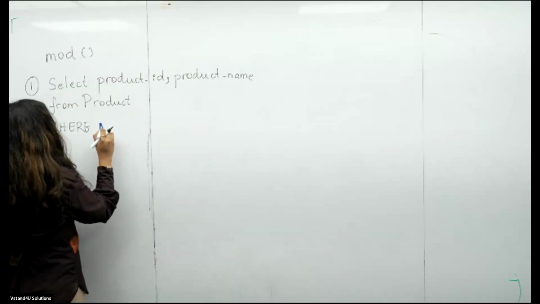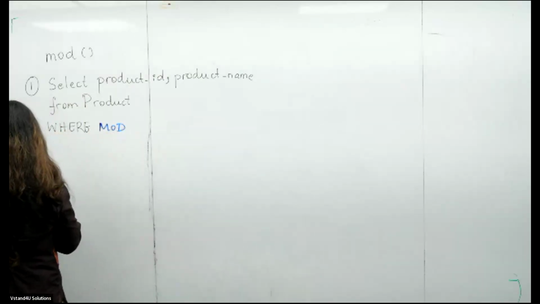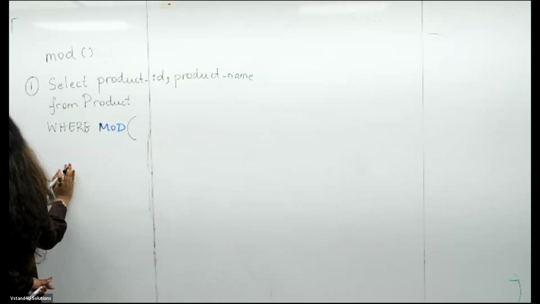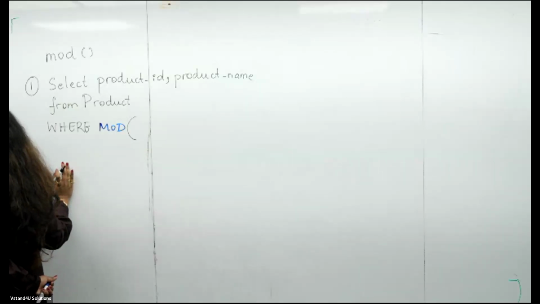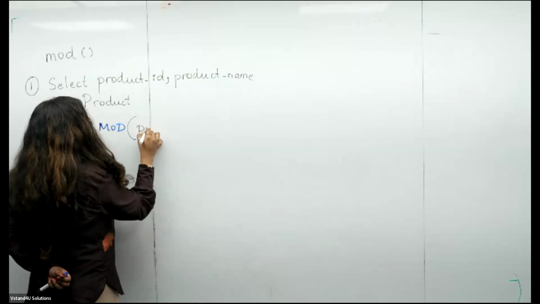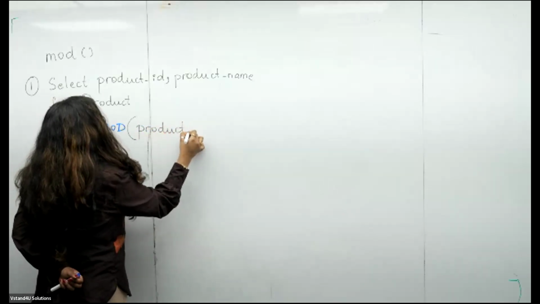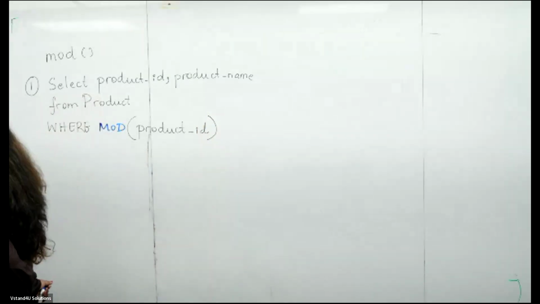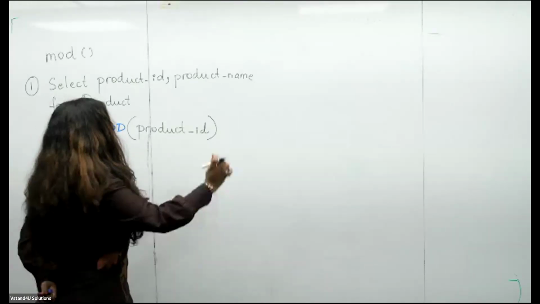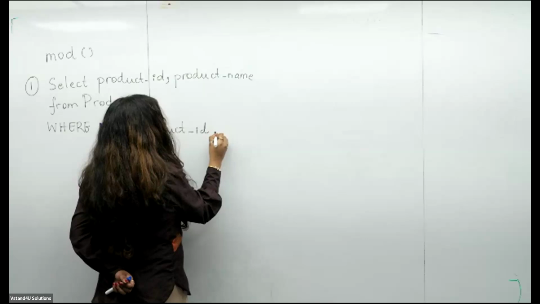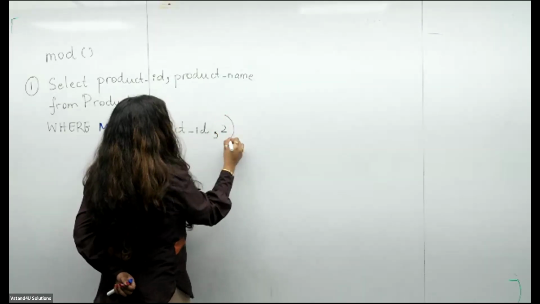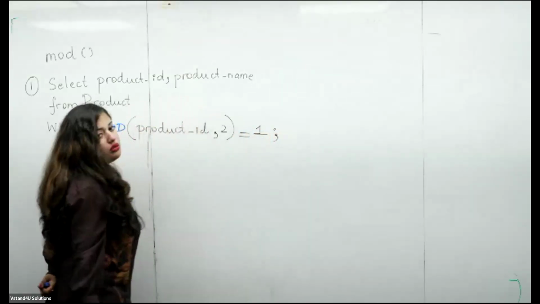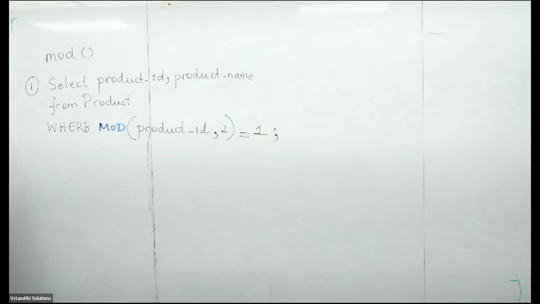I will say mod of. For product ID, should you get the odd values, or for the product name you have to get the odd values? Product ID. So I will say where modulus of product ID, then what I have to do? That product ID, you are supposed to divide it with 2, and then I have to get the remainder as 1. Yes or no? Odd. I'll put it as odd.